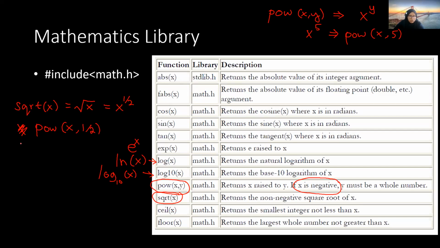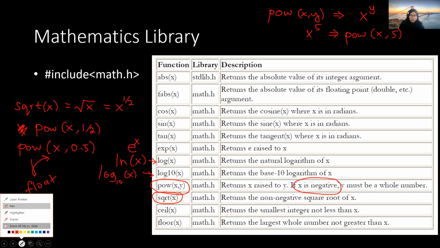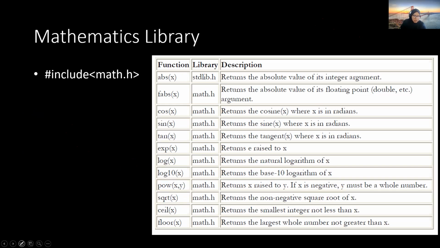I can also do something like this, power x 0.5. It is the same thing, because 1 divided by 2 is 0.5, as long as this is in float data type. So just be careful in how you declare your variables. Otherwise, you may say that your value is not showing up, but in reality, you forgot to declare your variable properly.